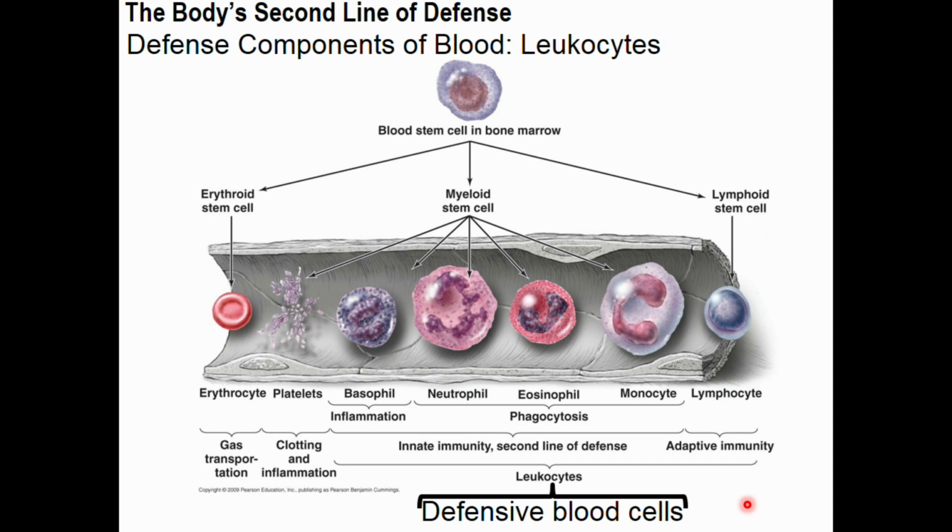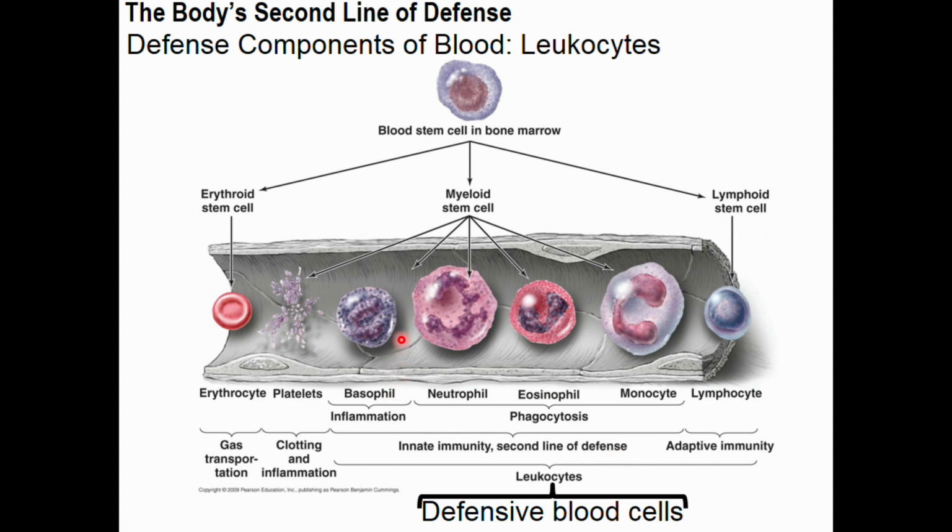So let's orient ourselves on this particular slide. We're looking inside a blood vessel, and of course we've got red blood cells. We've got platelets, which are really important for the second line of defense. We'll talk about that during the inflammation section at the end of this lecture slide set. And then we've got the leukocytes, which are all these cells here. What we're not going to talk about right now are lymphocytes, because they're part of adaptive immunity, and what we're talking about right now is innate immunity, specifically the second line of defense.